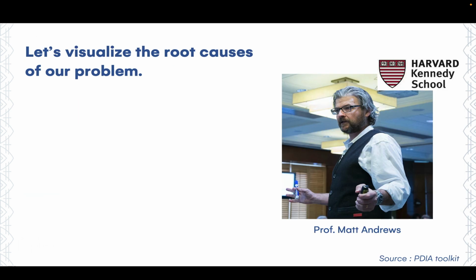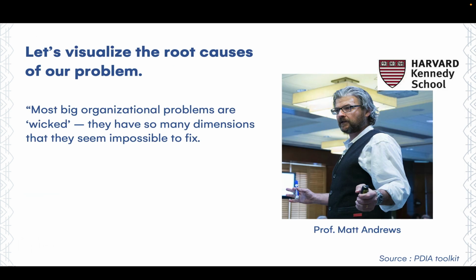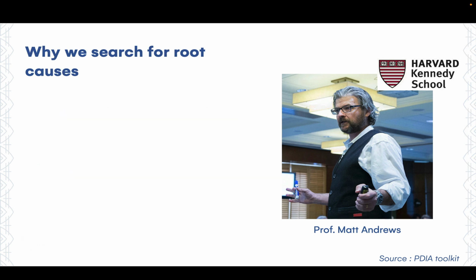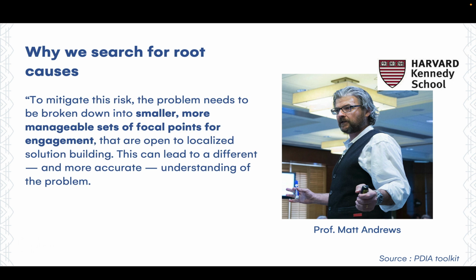So Professor Andrews puts it this way: most big organizational problems are wicked. They have so many dimensions that they seem impossible to fix. This often leads managers to push for best practice tools that may or may not be well adapted to our context, but at least it gives us something to do quickly. To mitigate this risk, the problem should be broken down into smaller, more manageable sets of focal points for engagement that are open to localized solution building. This can lead to different and more accurate understandings of the problem. We refer to this process as deconstructing the problem.